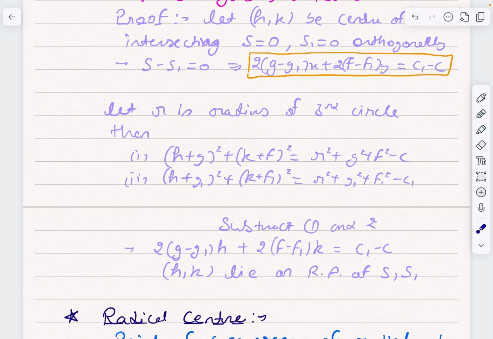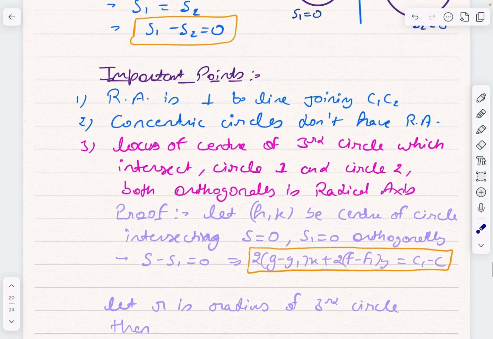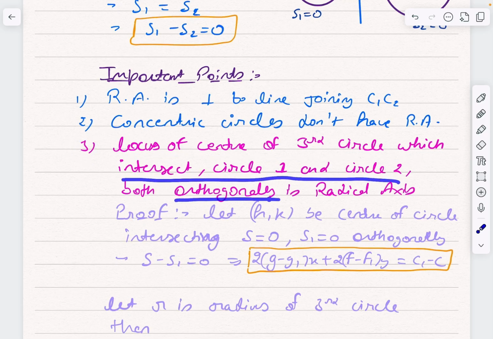Like I told you, these properties and all we hardly use. This is the definition of the radical axis, you must remember. But this third one, I have seen some problems on this thing, so do remember this third one. Locus of center of a third circle which intersects circle 1 and circle 2 both orthogonally is the radical axis.